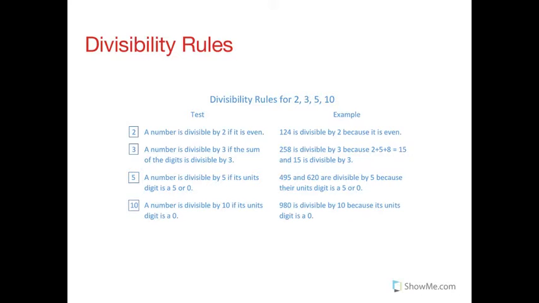Anyway, a number is divisible by 2 if it is even. In other words, an even number is a number that ends in 0, 2, 4, 6, or 8. So 124 is divisible by 2 because it ends in a 4.